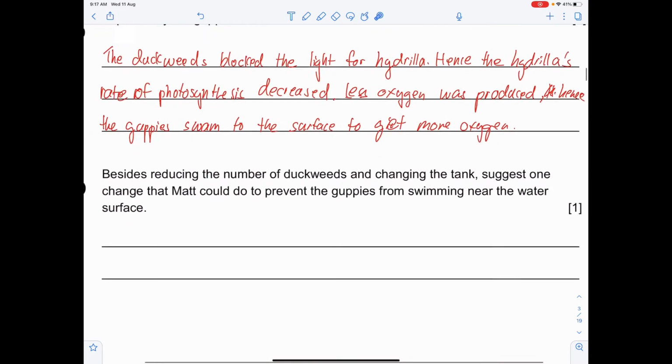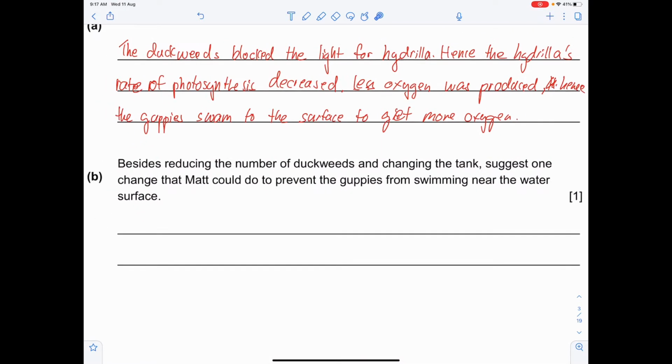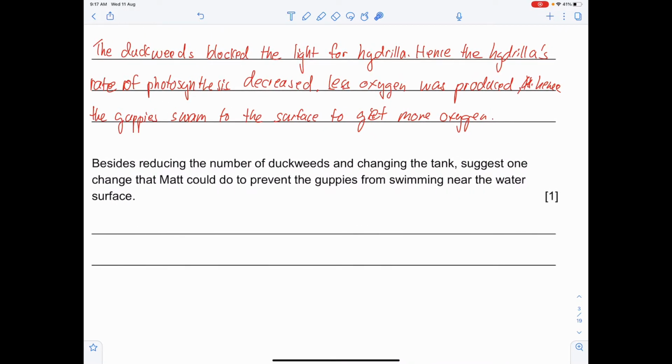Next, besides reducing the number of duckweed and changing the tank, suggest one change that Matt could do to prevent the guppies from swimming near the water surface. Now, some of you actually said things like, oh, put a light source outside the tank. But the tank is opaque. So because the tank is opaque, light will still not be able to enter. So basically what you can do is put a light source in the tank. That's one. Your second option would be to put an oxygen pump or an air pump.